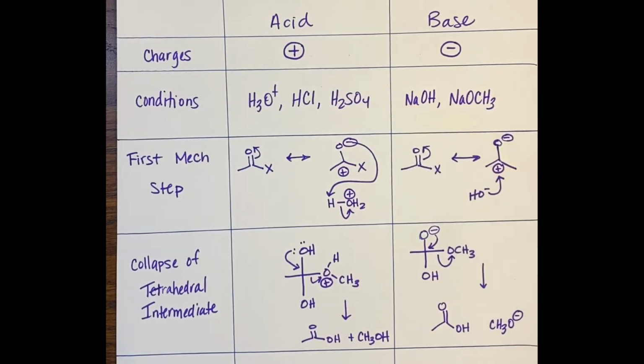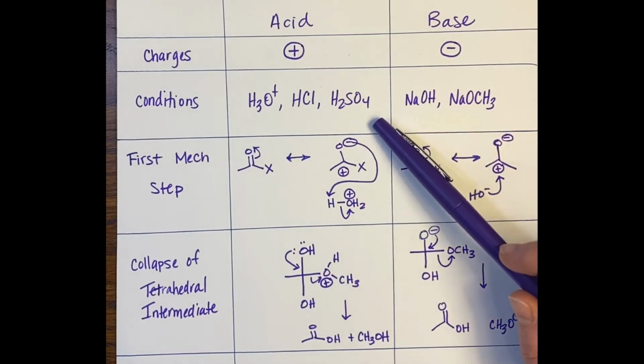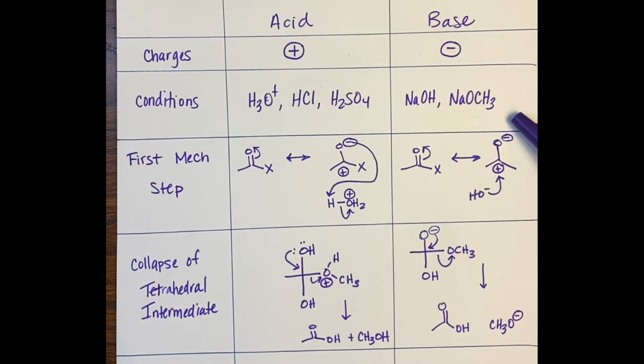So under acidic conditions, what we form most often is positive charges. Under basic conditions, what we form most often is negative charges. We really don't form the opposite charges under those conditions, meaning in acidic reactions, we don't form negative charges, and under basic conditions, we don't form positive charges. The conditions for an acidic reaction include things like H3O+, HCl, H2SO4, whereas the conditions for a basic reaction include things like sodium hydroxide, sodium methoxide.